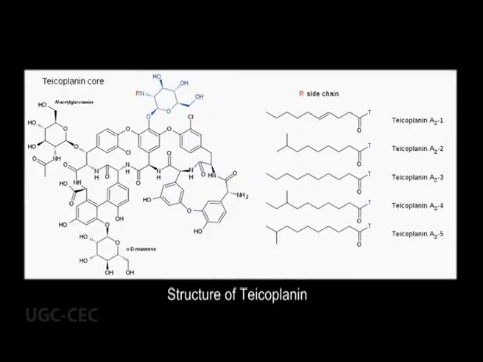Teicoplanin is also used as a cell wall biosynthesis inhibitor. It is active against Staphylococcus, Enterococcus, Clostridia and many gram-positive pathogens. Its mode of action is similar to vancomycin, but it has fewer side effects. Its side effects are a bit less.